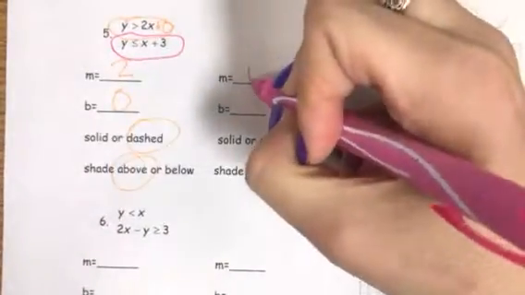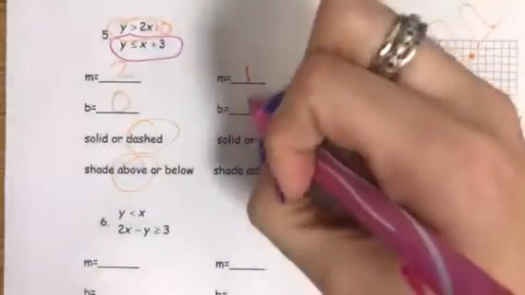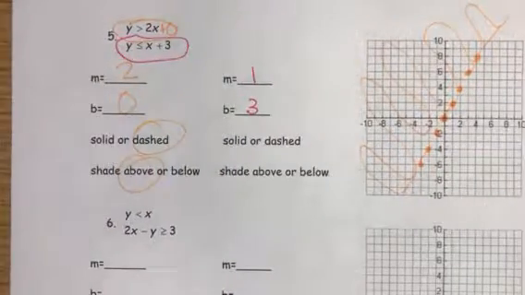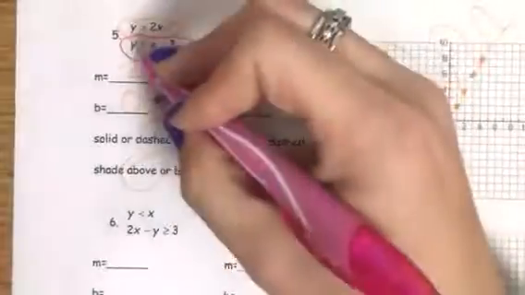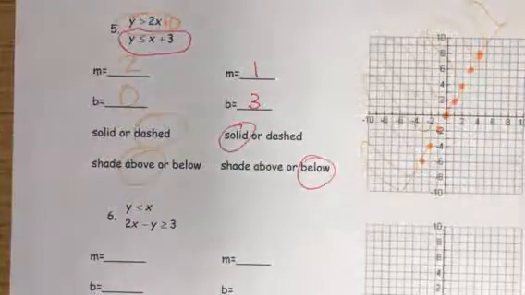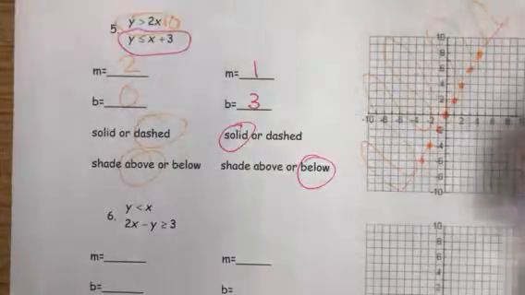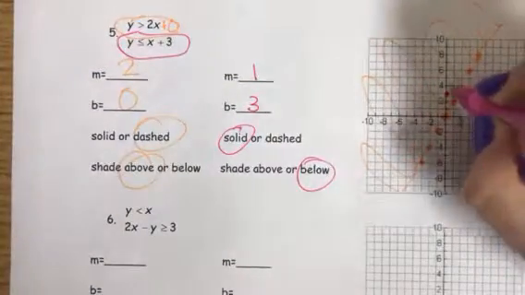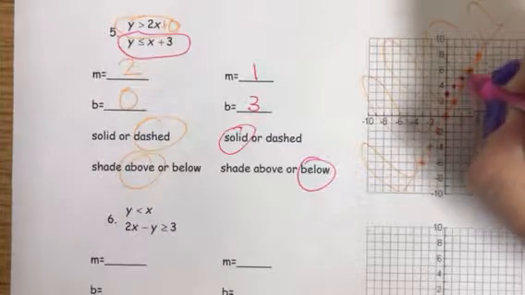On our second one, our m is 1. Our b is 3. This is a solid line because it does have the or equal to. And since it's less than or equal to, we're going to shade below. So I'm going to start at 3, and then up 1 over 1.